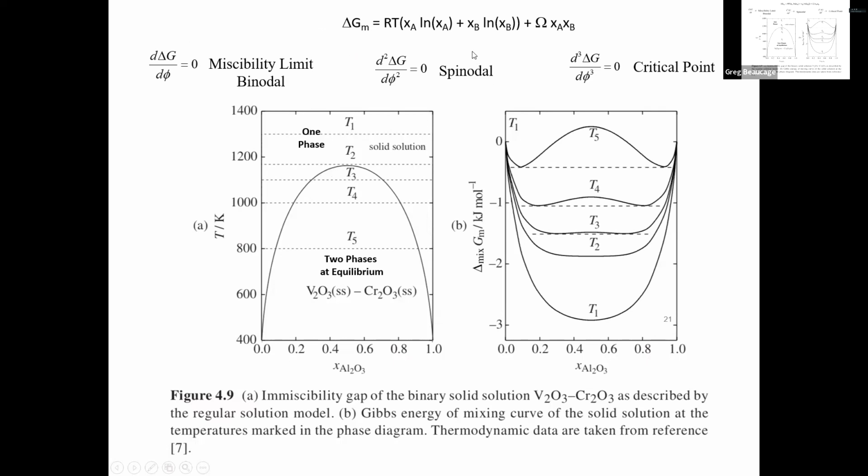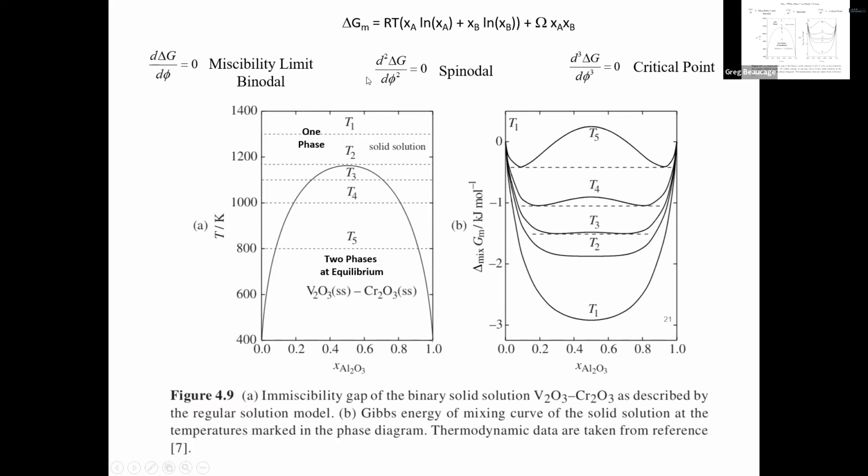Right. So for the spinodal, the inflection point, the second derivative is zero. For the miscibility limits, where these things are in equilibrium, the first derivative is zero. And then for the critical point, all three of these things hold, and the third derivative is also zero.